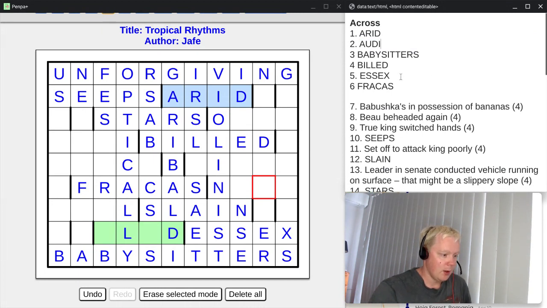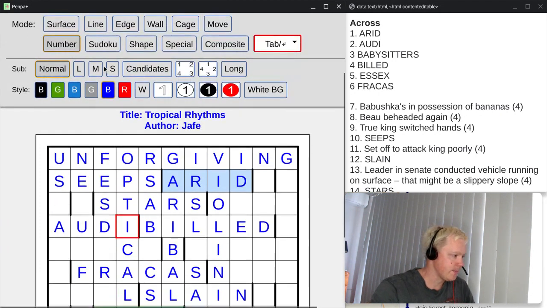And where does Audi fit now? Now it doesn't fit this known 4-letter answer, so it's going to be something else. Can't share this O. It could share this I. This could be Audi. Can't share this I. Can't share this N or this C. Can't share this L. And this is already taken. Not already taken, but it does fit here. So this I is the only place where Audi goes.